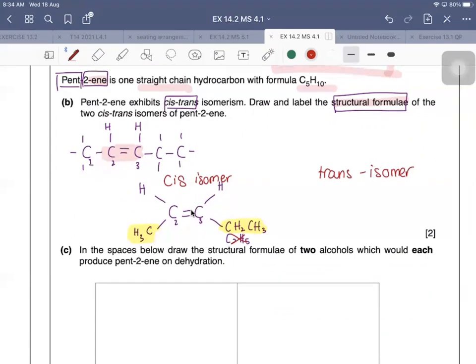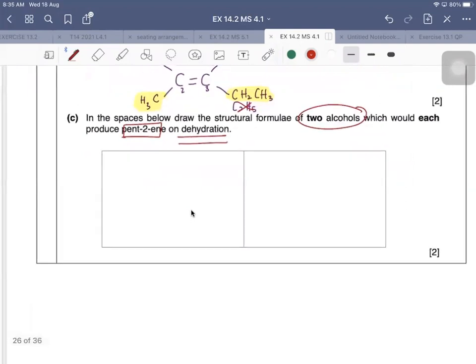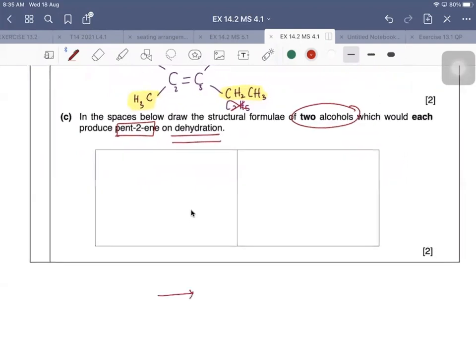Okay. Next, in the spaces below, draw the structural formula of two alcohols, which would each produce pent-2-ene on dehydration. So you want to draw the alcohols that will produce pent-2-ene. So now we are going in reverse. Okay, so we want to find this.